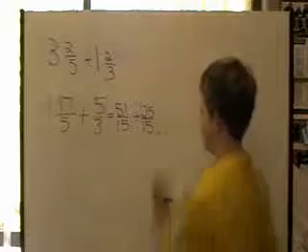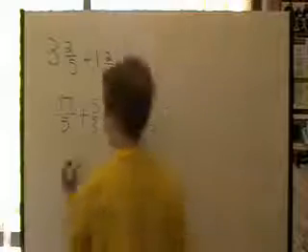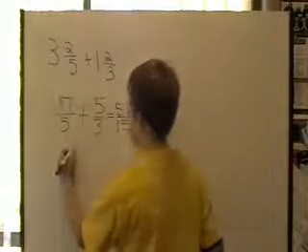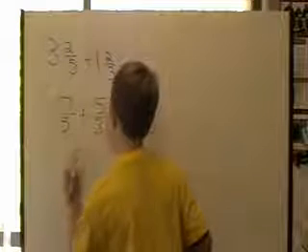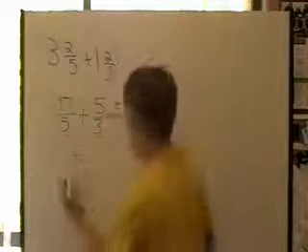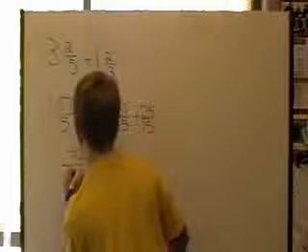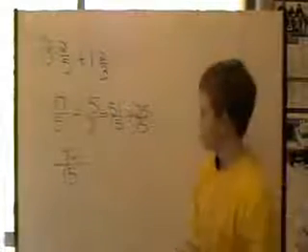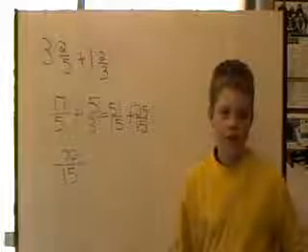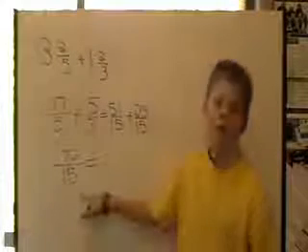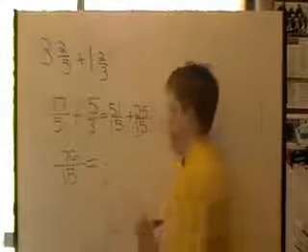Okay, so now all we have to do is add them up. So 51 plus 25 is 76 on 15. And now, this is the answer, but we have to change it. We have to change this improper fraction to a mixed number.